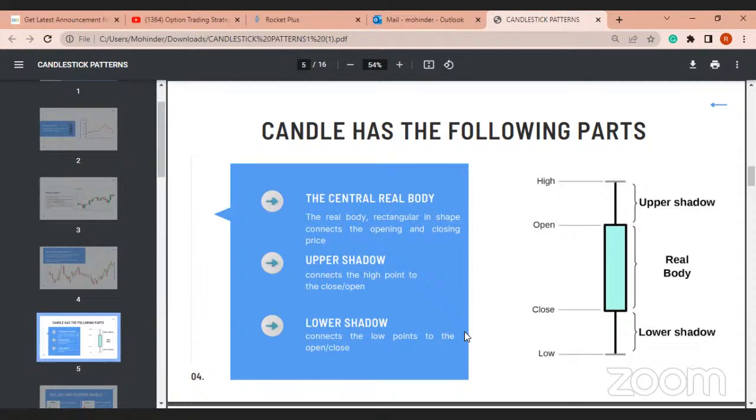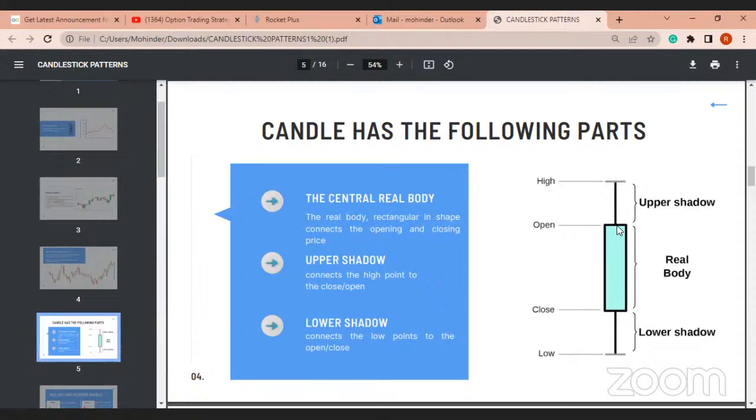So on that, you can see there's a real body that we have mentioned here, which means open to close. So the range between open and close is called the real body. So this is a complete candle. It will have an upper shadow, it will have a real body, it will have a lower shadow. Involvement of all such things is what we call a real candle. The central real body, rectangular in shape, connects the opening and closing price. So from where it starts and where it closes, that is what we call the body. The open price to the close price range is what we call the body.